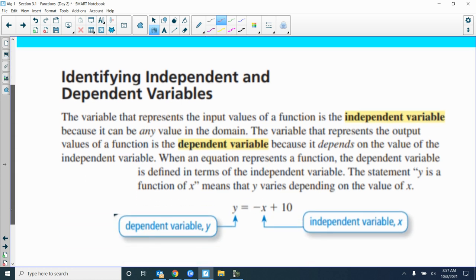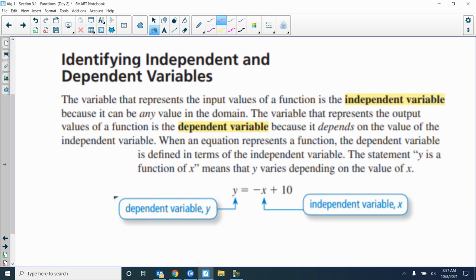All right, definition-wise, it's been a little while here, and I'm not sure what your introduction was to this last year. Now, the variable that represents the input, we've talked a lot about input versus output. Input is independent, also known as the x, because it can be any value in the domain. The variable that represents the output is the dependent variable, because it depends on the value of the independent variable. Okay, when you have an equation, what you plug in for is we always plug in for the x. We input for the x. That is the independent variable.